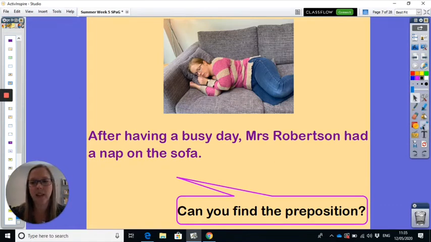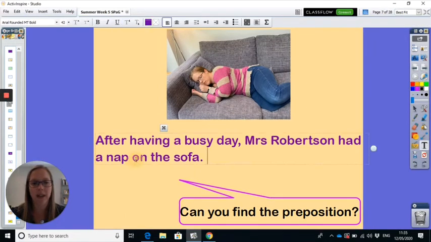Okay, well, the most obvious one I imagine that you've come up with is on, because it's telling you where I had my nap. Okay, let's change that to red. On. But actually, after is also a preposition, and we're going to learn today about why. Okay, after having a busy day, Mrs. Robertson had a nap on the sofa. Okay, so actually I was tricking you because there were two prepositions in that sentence. Well done if you got on though. That's the one I was hoping you would be able to get.